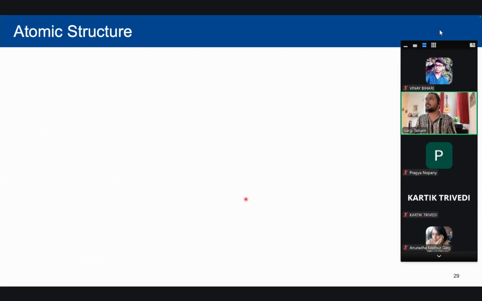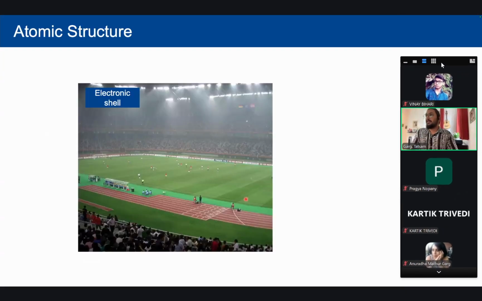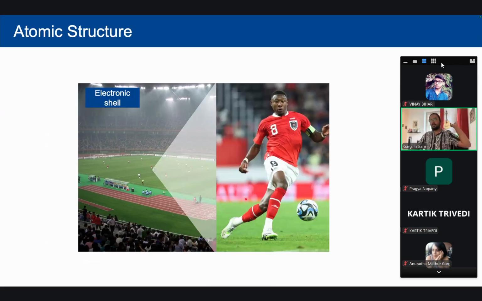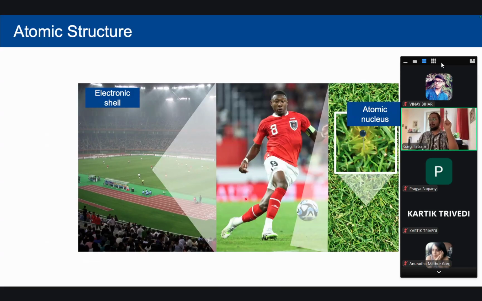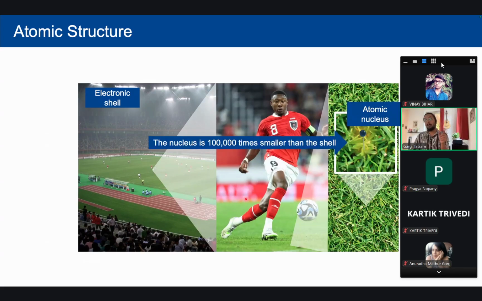Let's get into atomic structure again. Now, if your electronic shell is the entire stadium and you zoom into it, you see a footballer, the ball. You zoom in more, you see the grass. Down there, a little pin. That's how big the atomic nucleus is. This is 100,000 times smaller than the shell, than the large stadium, right?